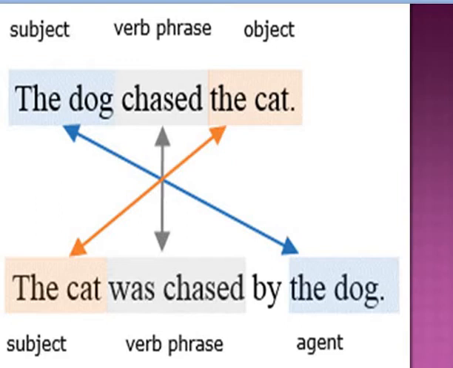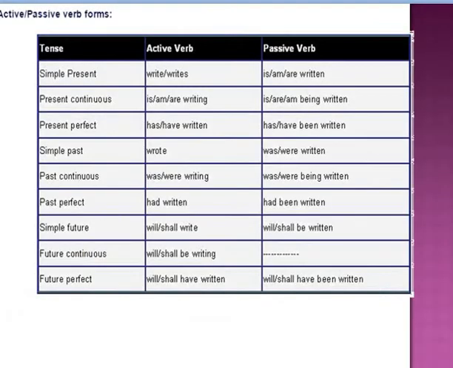So let's study the table showing the passive voice. In simple present tense, the passive form is is, am, are plus the third form of the verb. Then in present continuous, it is is, am, are plus being plus the third form of the verb. In present perfect, has, have plus been plus the third form of the verb. In simple past, it is was, were plus the third form of the verb. In past continuous, it is was, were plus being plus the third form of the verb.